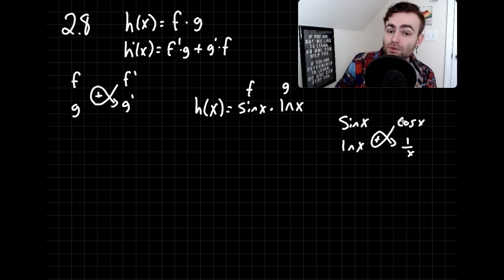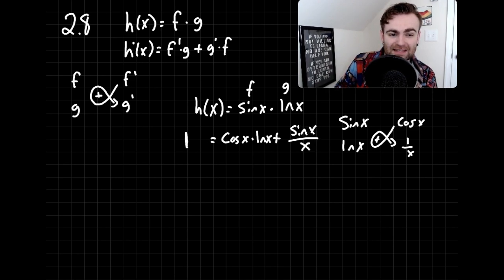So the derivative of this function here is cosine times the natural log of x. So cosine of x times the natural log of x plus sine times 1 over x, which would be sine of x over x. And that is it.